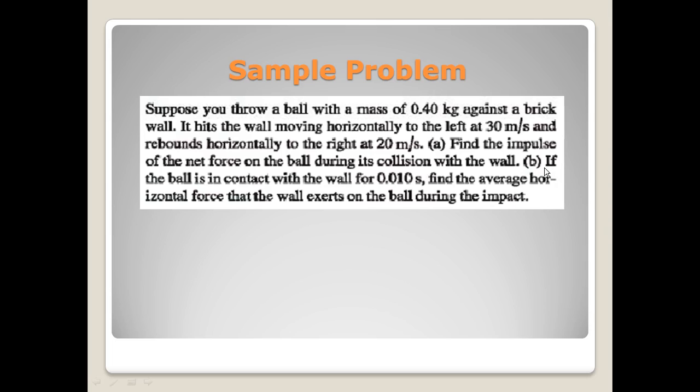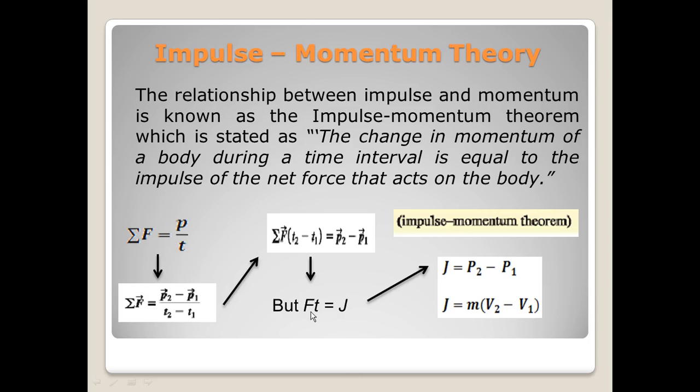If the ball is in contact with the wall for 0.010 seconds, find the average horizontal force that the wall exerts on the ball during the impact. Okay, so in order to solve for letter B, what we need is the first form of our impulse-momentum theorem, where impulse is force times time. Since we already computed J, which is 20 kilogram meters per second, if we divide that by the time of contact t, then we should be able to get the average force applied by the wall on our ball during the time of impact.